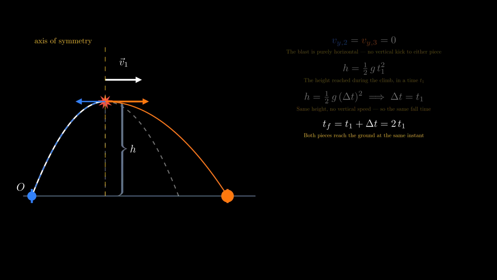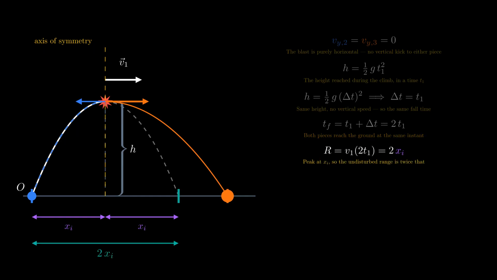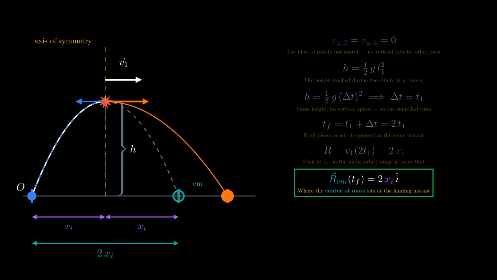One more fact: the undisturbed parabola is symmetric about its peak. If the peak sits a horizontal distance x sub i downrange, the parabola returns to the ground at 2 x sub i. So at the landing instant, the center of mass is at 2 x sub i.